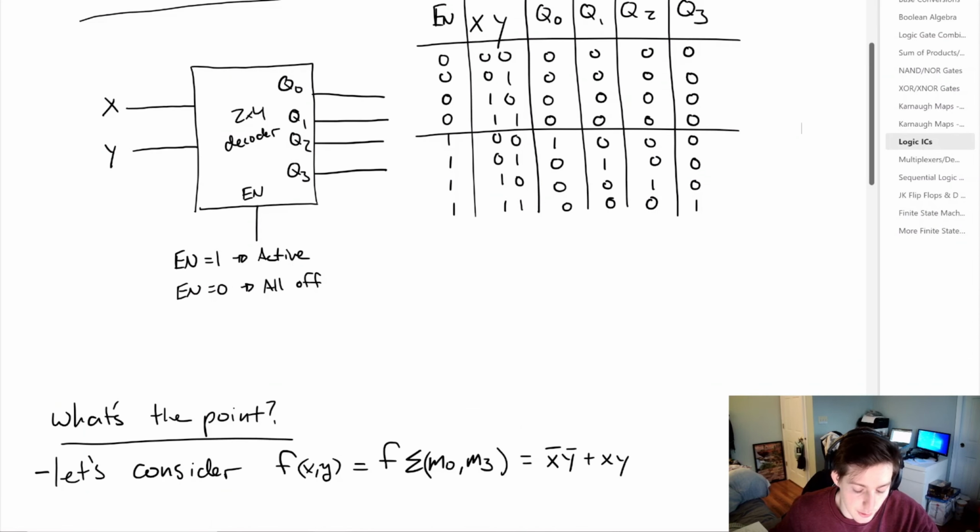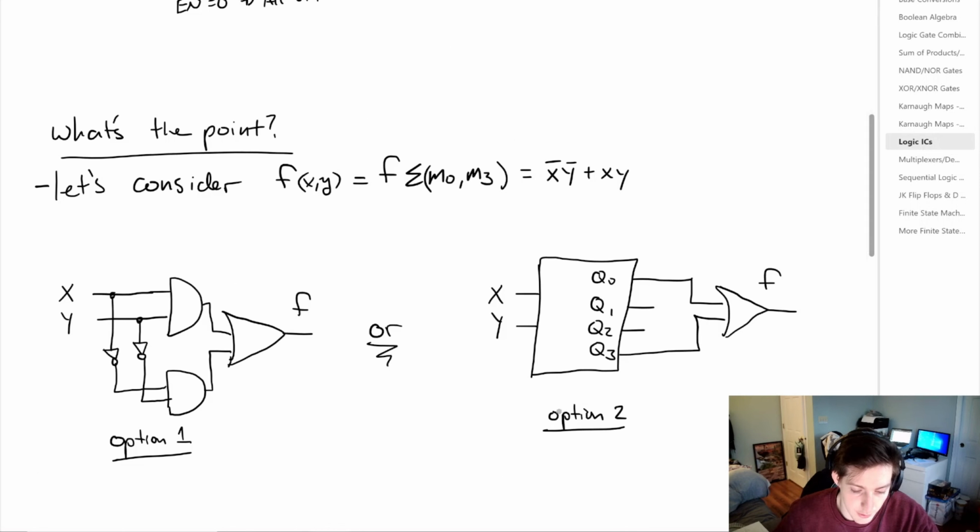So returning to the age-old question, what's the point of all this? And to examine that, let's consider a function given by the sum of products for the term 0 and the term 3. Now we have 2 options we can think about. We have option 1, where we take this function here and strictly implement it in a logic circuit as we've learned. And the second option is to use a decoder, because when we would have X bar, Y bar, it would trigger this output here, which would trigger this OR gate for F to equal 1. And when we would have X, Y equal to 1, 1, it would trigger this last output. And again, we would get F equal to 1.